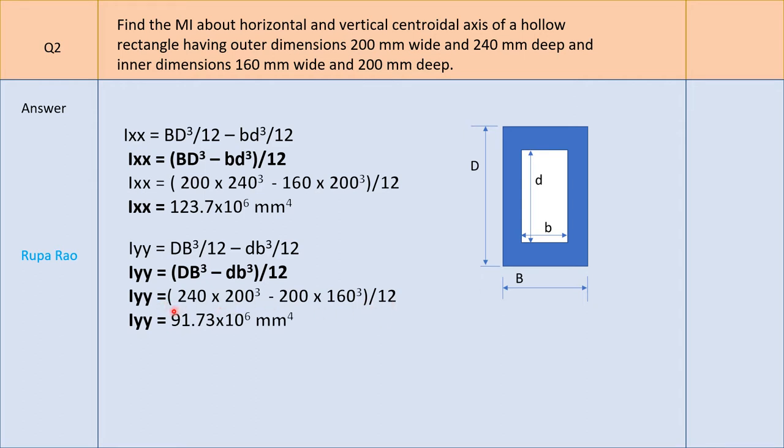Take the calculators in your hand and do the calculations. Bracket open, 240 into 200 x cube minus 200 into 160 x cube bracket close divided by 12 is equal to, you'll get the answer 91.73 into 10 raised to 6, and the unit is mm raised to 4. This is how you calculate the moment of inertia for a hollow rectangle about its centroidal axis xx and yy. I have not shown the centroidal axis here, but they are at center. Xx will be here and yy will be here.